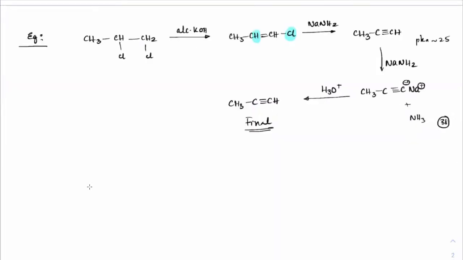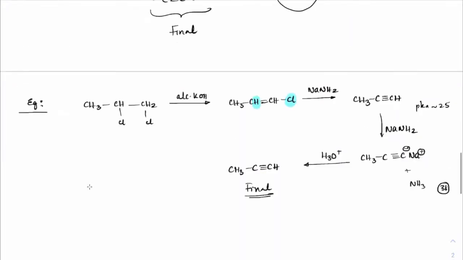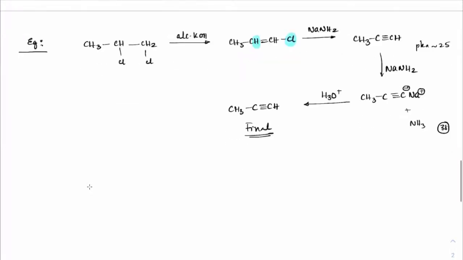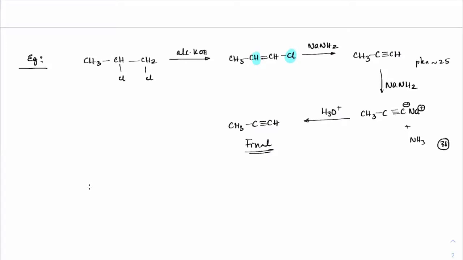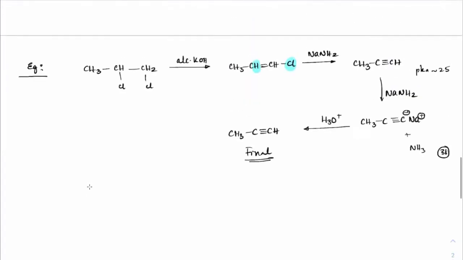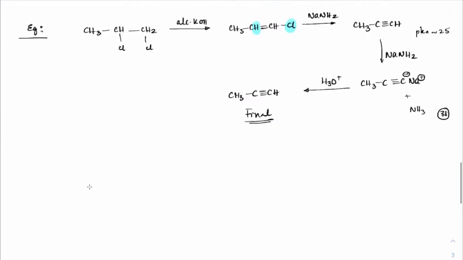Yes, we can use NaNH2 two times. Most recommended is 1 mole of alcoholic KOH and 1 mole of NaNH2. Got it? This is the most useful way to do it. When you take 2 moles of NaNH2, there is a rearrangement problem which I'll show you in some time. So most recommended is always to go with first alcoholic KOH and then NaNH2. Done. Next.